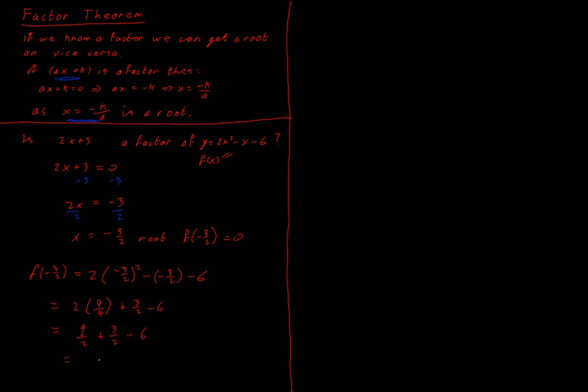We add up our fractions and we get 12 all over 2 minus 6. 6 minus 6 is equal to 0. So we get that f of minus 3 over 2 is equal to 0. So that tells us that 2x plus 3 is a factor. So this is just another way of figuring out if we have a factor of a particular polynomial, a factor of a particular function. And likewise, if we were given a root, we could work backwards and find a factor. So that's the basics of our factor theorem.